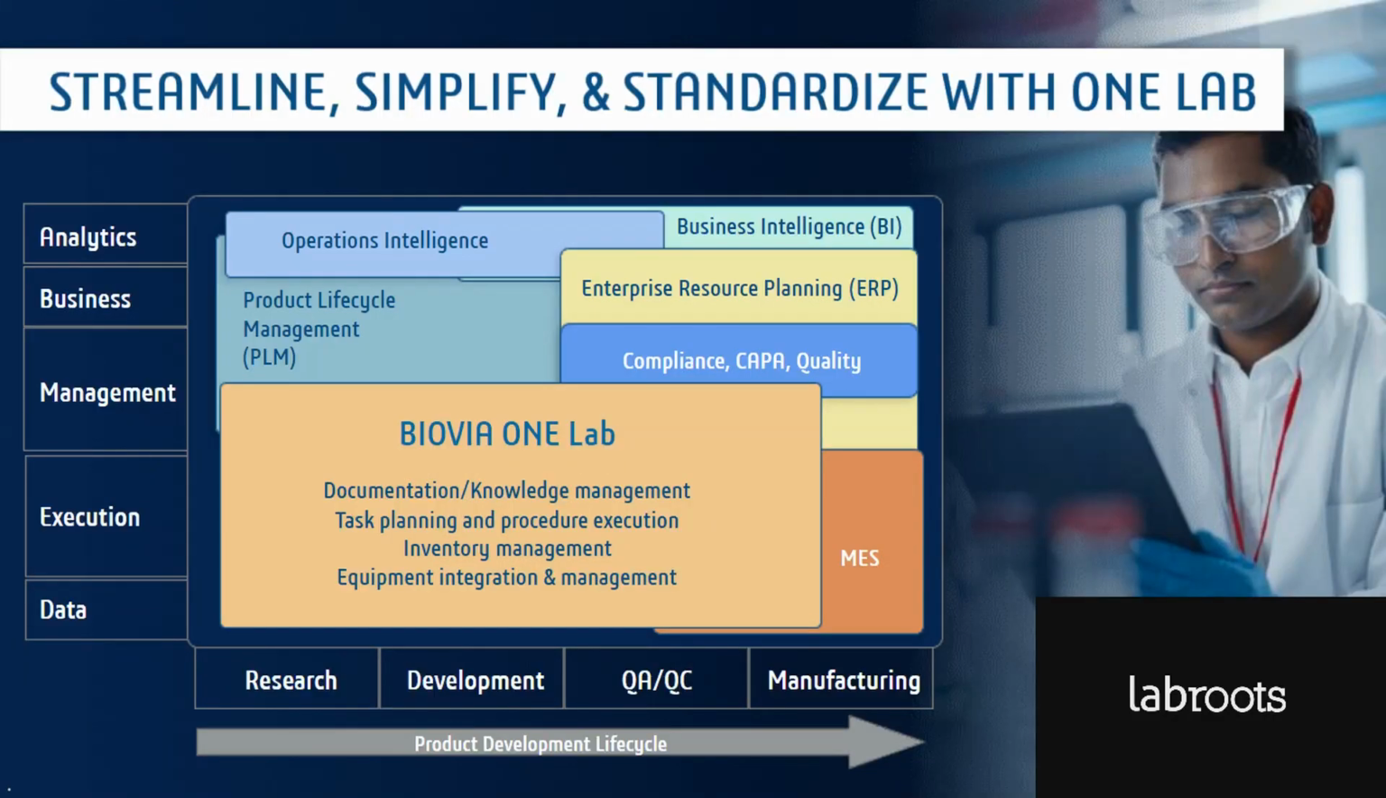And so if we go back to the informatics landscape slide that I talked about earlier, this is where I want to start to introduce you a little bit to BIOVIA One Lab, which is our solution for removing those barriers across these different parts of the organization, and bringing key capabilities together, being able to manage both the documentation and the knowledge that's being generated across the different labs, to put task planning and procedure execution together, along with inventory management and equipment integration and management, and have all of those together in one more integrated solution where you don't have those artificial barriers in place.